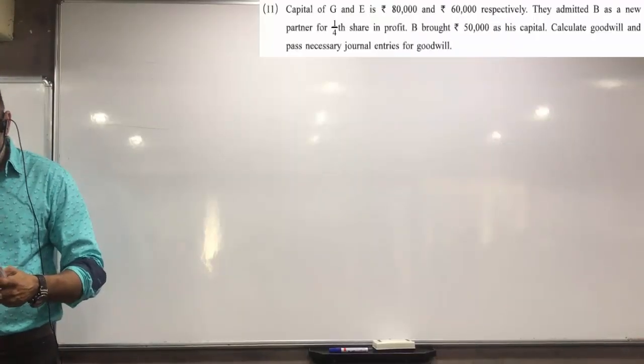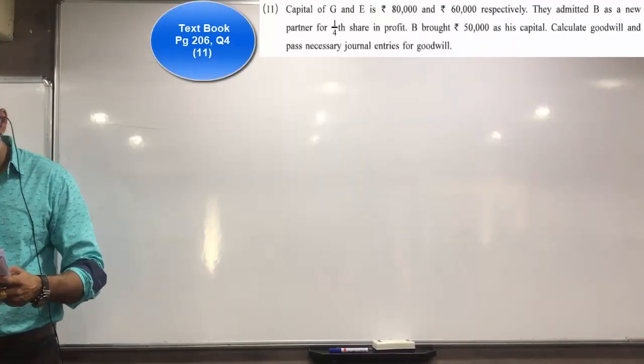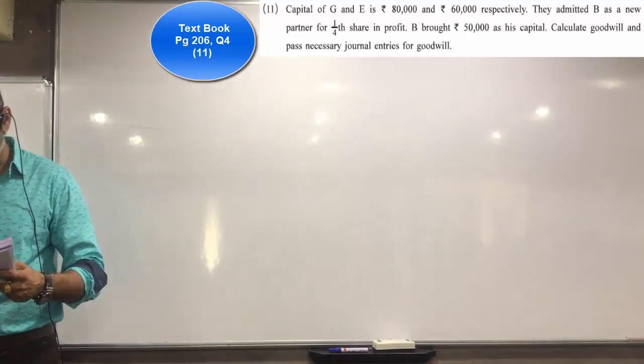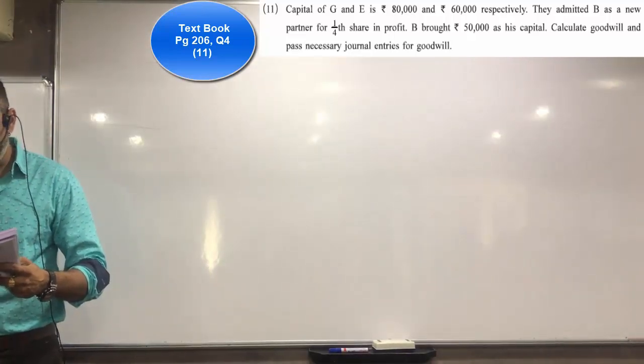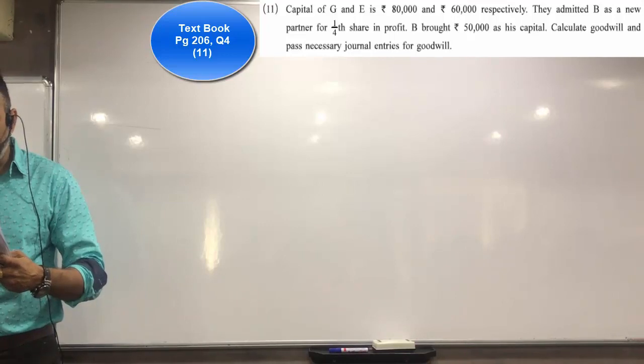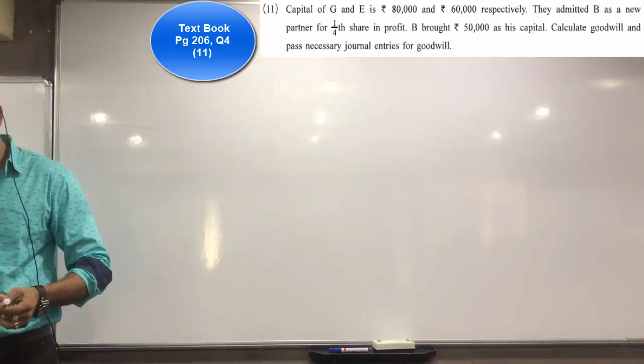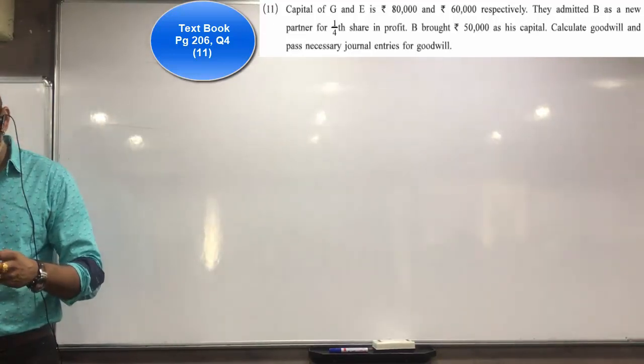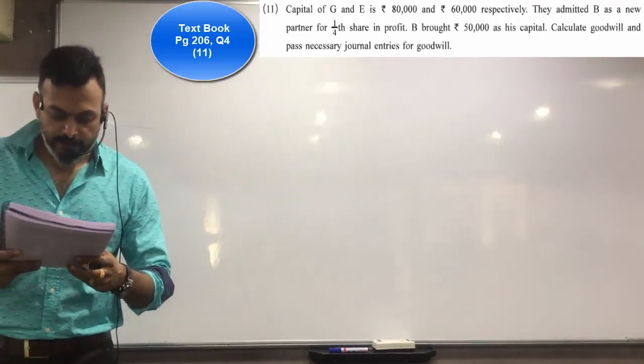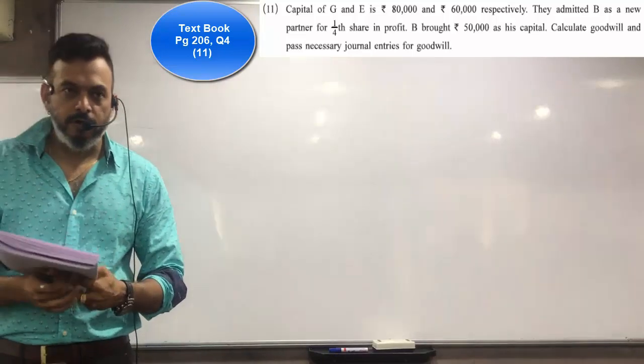G and E. Capital of G and E is 80,000 and 60,000 respectively. They admitted B as a new partner for 1/4 share in profit. B brought 50,000 as his capital. Calculate goodwill and pass necessary journal entries for goodwill.